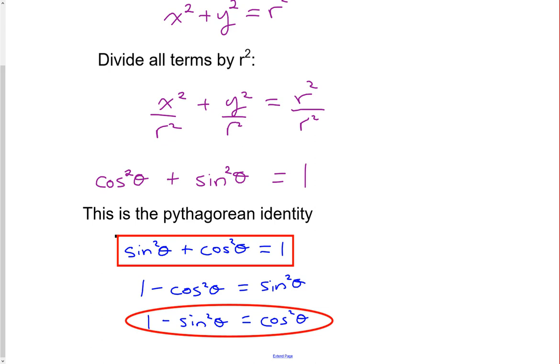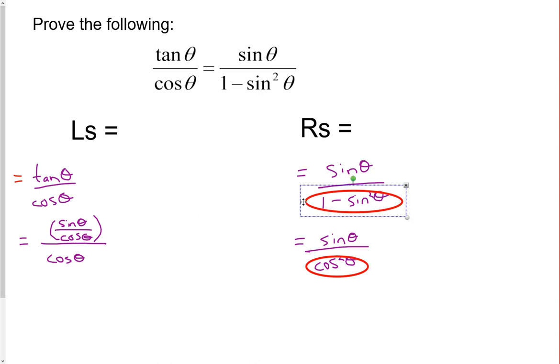And you'll see that's one of our trig identities. So anytime I've got one of my trig identities, I can substitute it in. So good question. Let's head back and let's get rid of those circles.